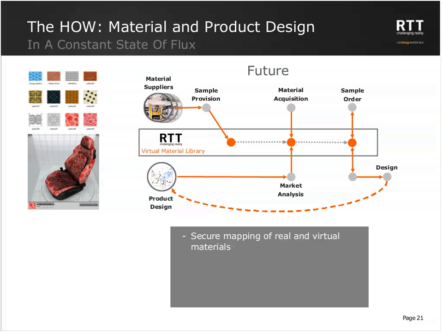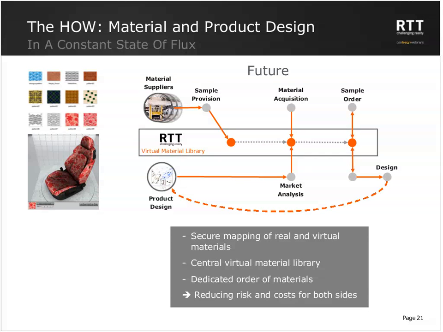Additionally, by providing the material in central libraries, search and determination efforts will be decreased and collaboration between all parties strengthened. Both parties will benefit from this change so that only dedicated real material probes will be ordered and not the entire material collection. To sum it up, the advancement of the current material supply chain to become a virtual material supply chain will reduce risk and cost for all participants.